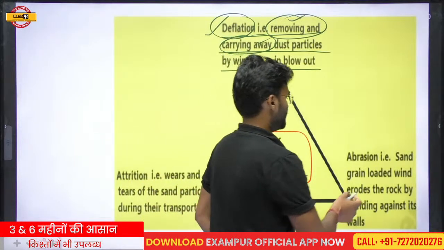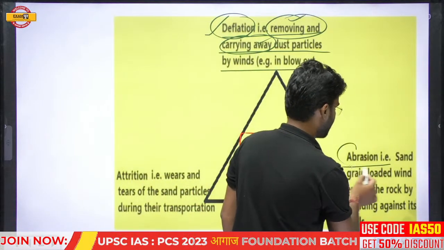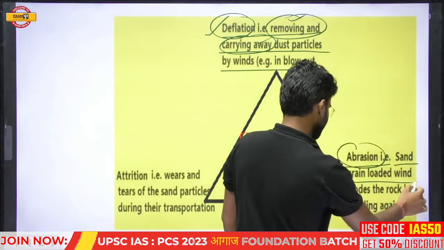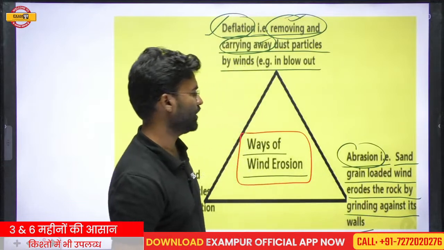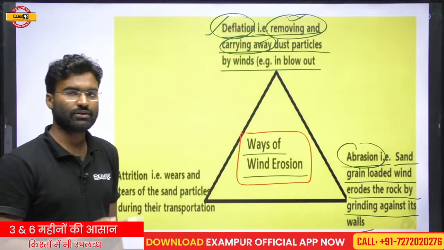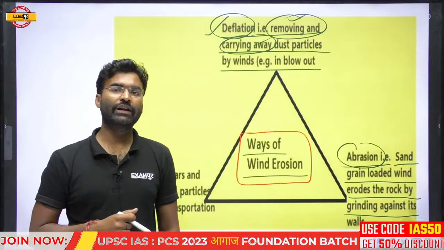Okay, so the second one is abrasion. Abrasion means sand-grain-loaded wind erodes the rock by grinding against its wall. Abrasion is also a method of wind erosion.